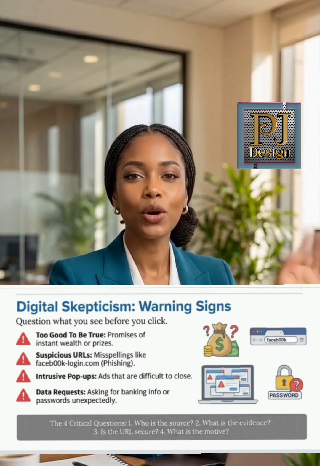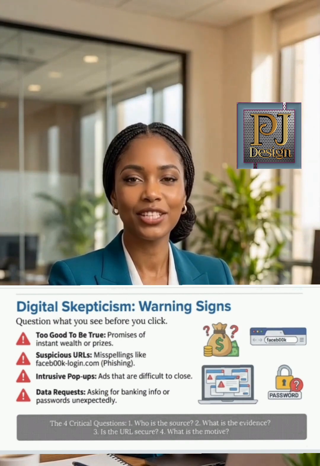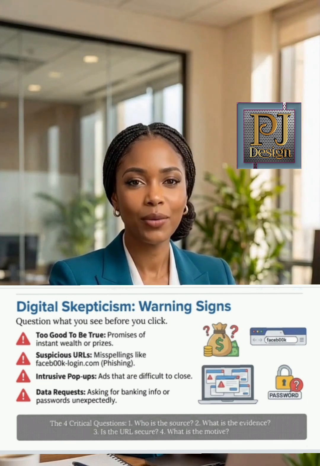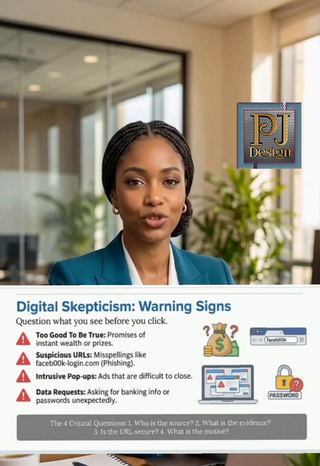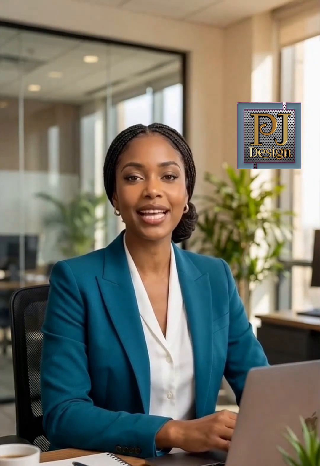Key skill: cultivating digital skepticism. The most vital defense against online misinformation and threats is a mindset of digital skepticism. Always question what you see online before believing it, acting on it, or sharing it. Before accepting information as fact or entering personal data, ask yourself: 1. Who is the source? Can I verify the organization or author? 2. What is the evidence? Does the information cite verifiable sources?